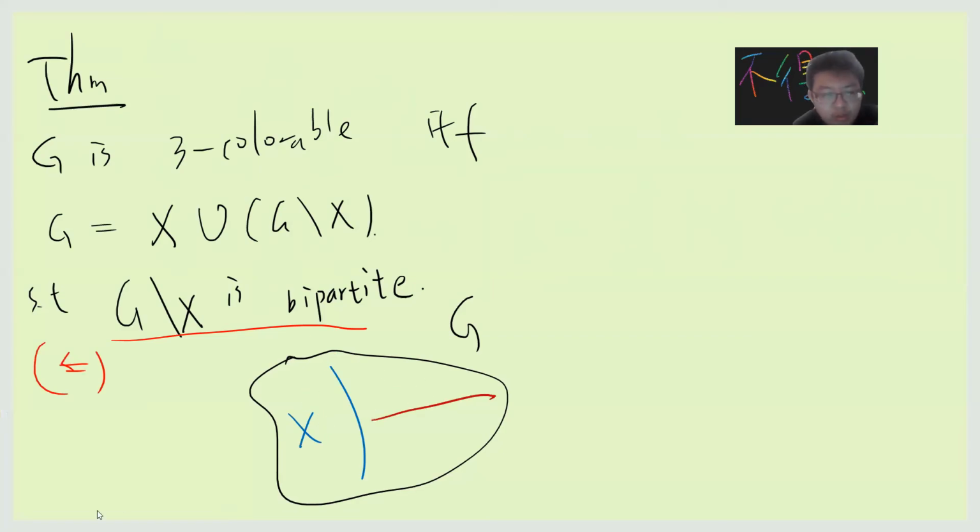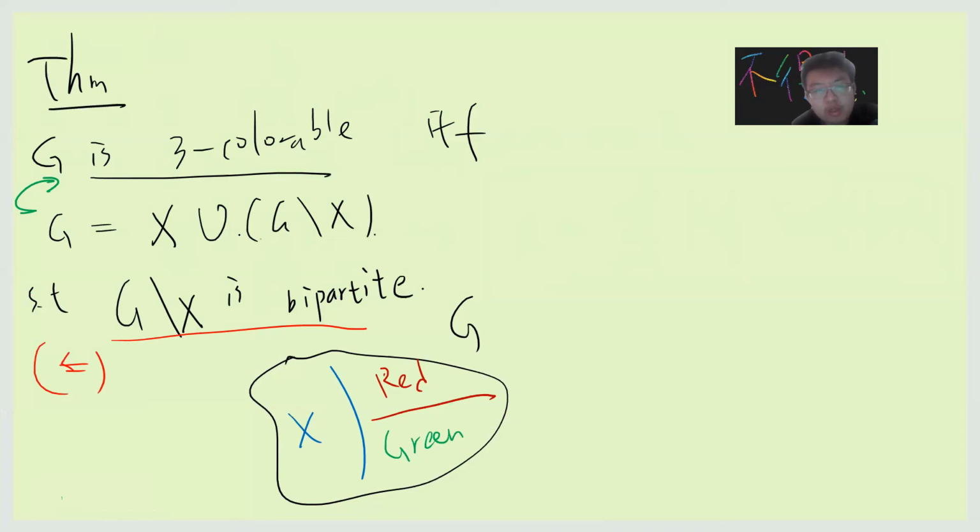So that means I can use two colors for the rest, let's say red and blue, and then green for X, to color this. There's no contradiction here, and no contradiction here, because even though these points and these points have connections, they are different colors. So now this G is three-colorable. So this direction is almost trivial by definition. So how about the other direction?